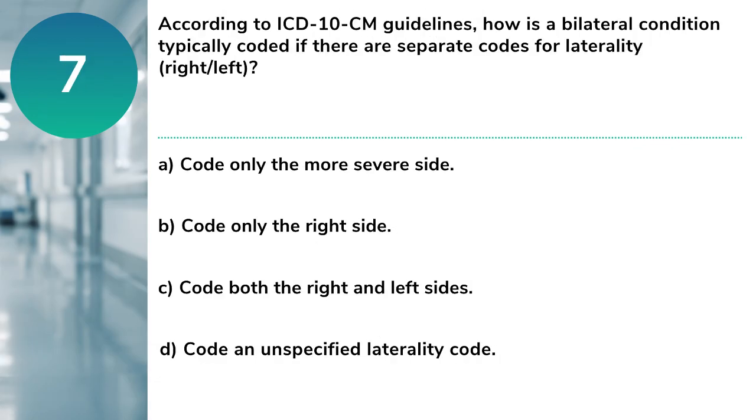Question 7. According to ICD-10-CM guidelines, how is a bilateral condition typically coded if there are separate codes for laterality, right/left? A. Code only the more severe side. B. Code only the right side. C. Code both the right and left sides. D. Code an unspecified laterality code.